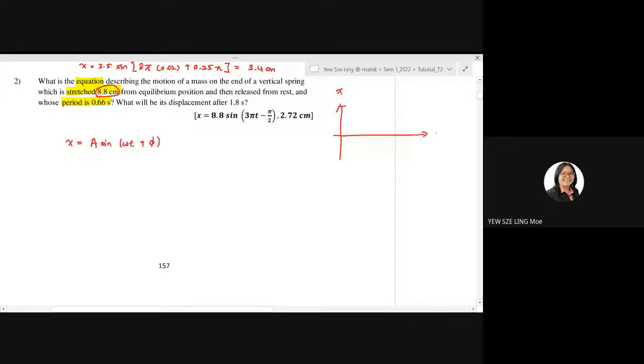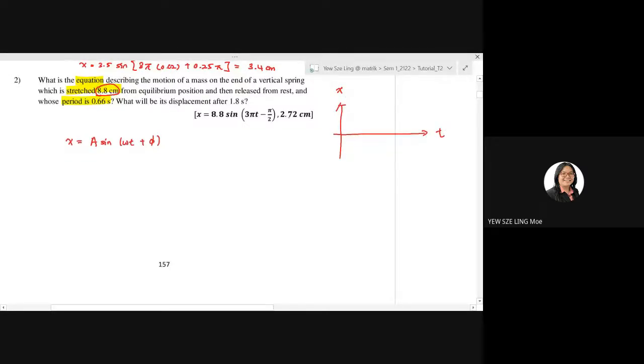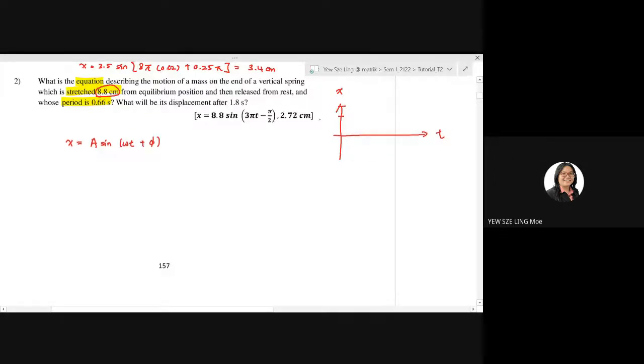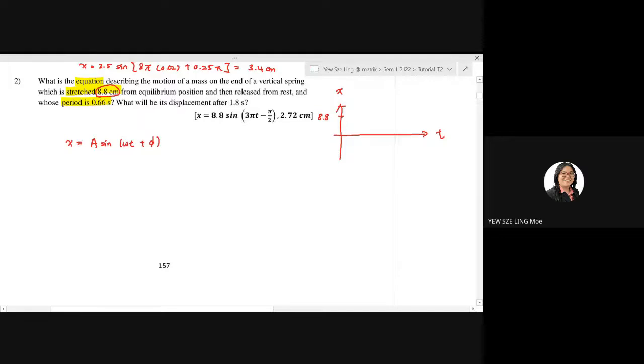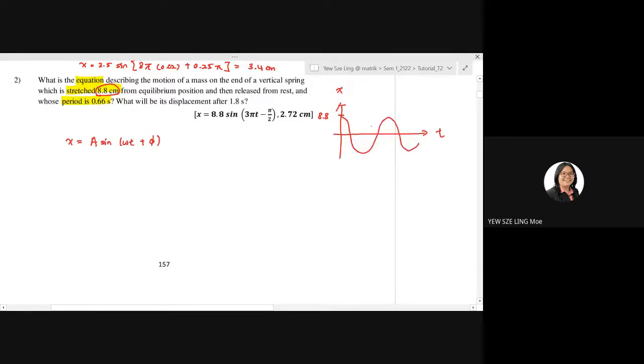So in this case, the type of graph that we are going to get, this is x, and this is t. Now you release the object from 8.8 cm, so 8.8 would be our maximum displacement. You release it from rest, then it will start to oscillate. So basically, this is the type of graph that we're going to get.